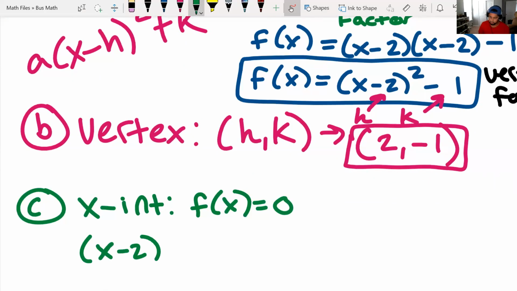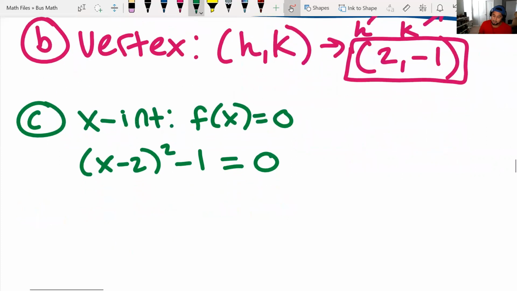x minus 2 squared minus 1 and set it equal to 0, because that's what we're doing. We take that whole function and we set it equal to 0. Now our job is to solve for x. So I'm going to add the 1 over.